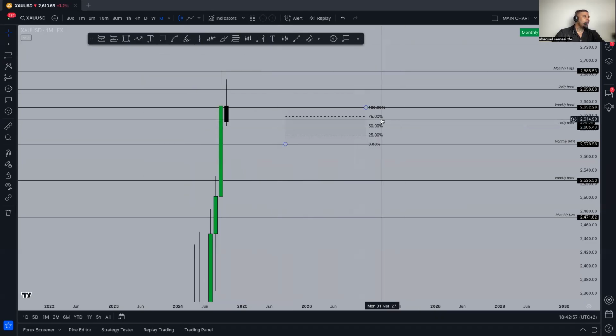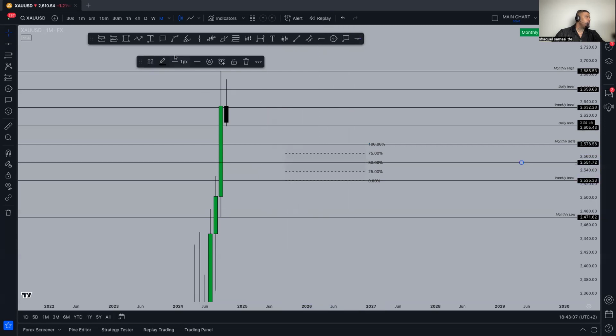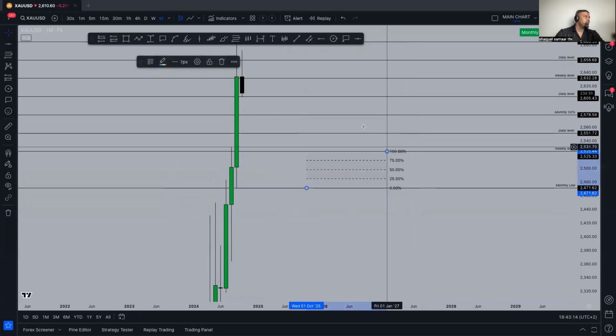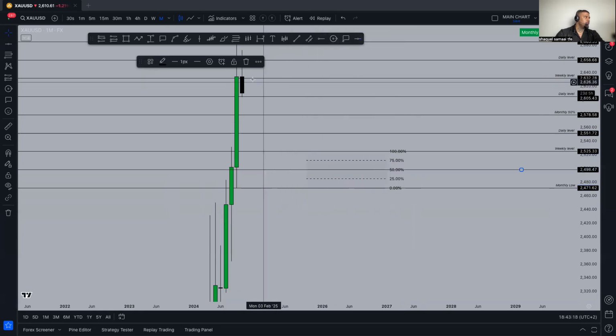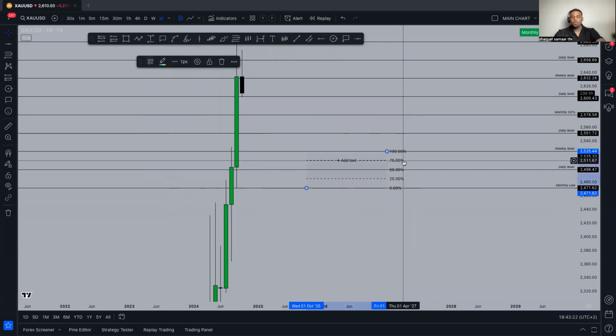Once you're done with that, guys, I want you to move on to the next one below there and drop in the 50% level as well. Drop in the daily level as well. Then you move down from there, from the weekly level to the monthly low, and drop in your 50% level over there. That'll be your daily level. Make sure they're all locked in.